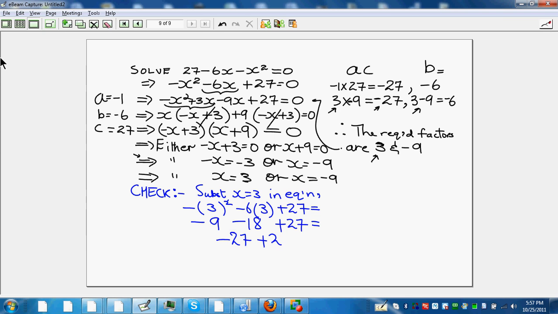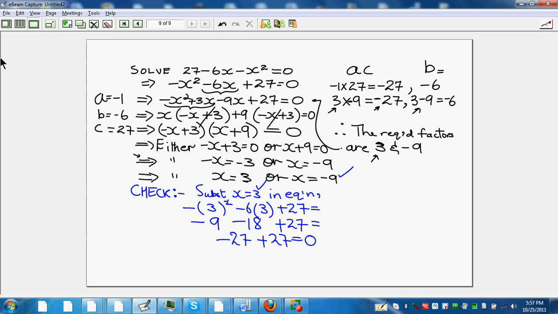And therefore, seeing that the left-hand side worked out to be equal to 0, which is the same value as the right-hand side, we know that x equal to 3 is a solution. If you do the same thing with x equal to minus 9, you will get the same answer. I'm confident that what we did there is correct. Okay, so take it down and we'll move on to the next one.